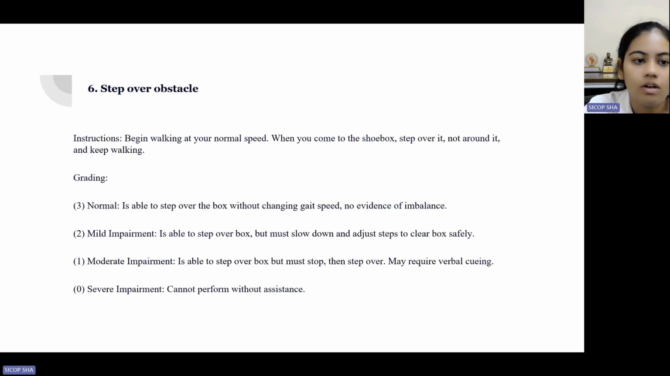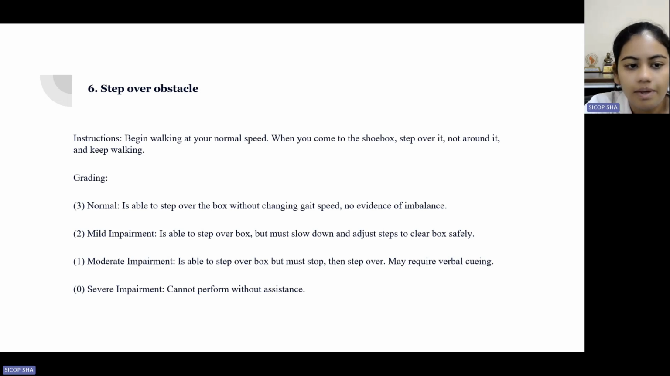Next is step over obstacle. In this, the instruction that has been given is begin walking at your normal speed. When you come to the shoe box, step over it, not around it, and keep walking. While the grading is 3, that is normal. In this, the individual is able to step over the box without changing speed, with no evidence of imbalance.